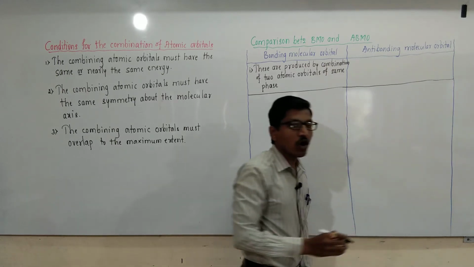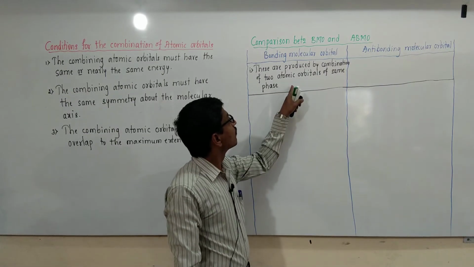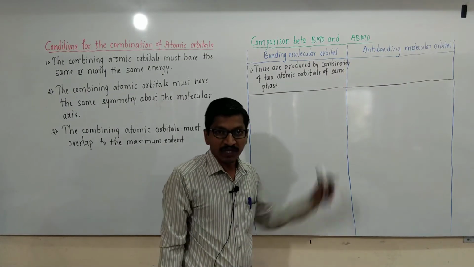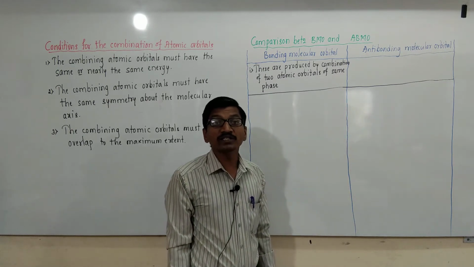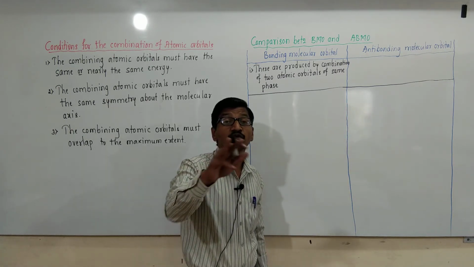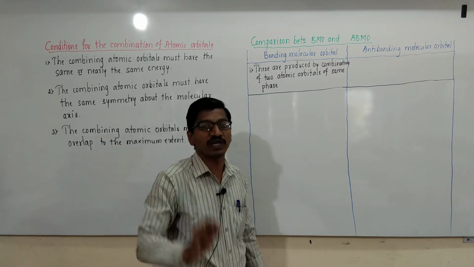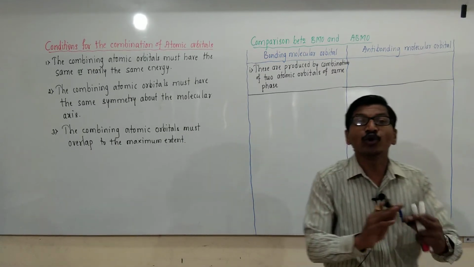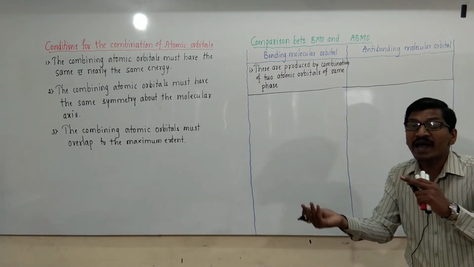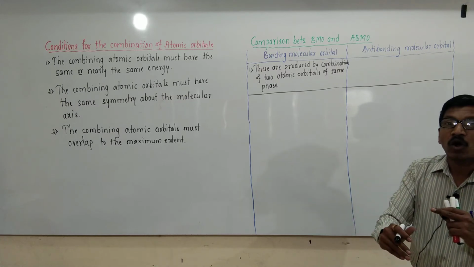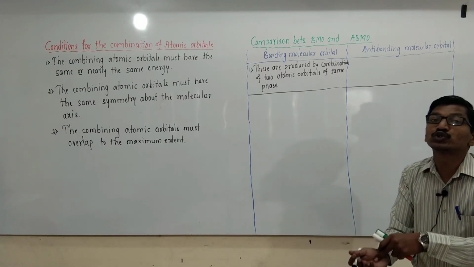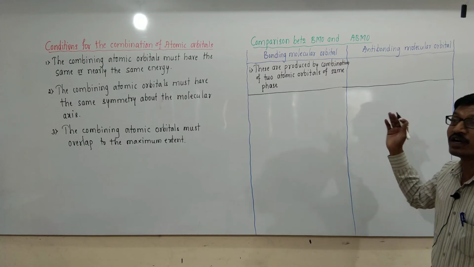Same phase atomic orbitals combine to form bonding molecular orbital. In anti-bonding molecular orbital, these are produced by combination of two atomic orbitals of different phase. Different phase means positive lobe combines with negative lobe, or negative lobe combines with positive lobe. That is different phase.